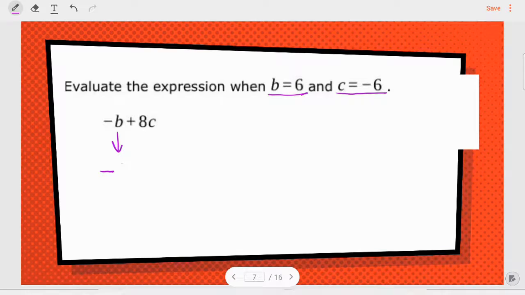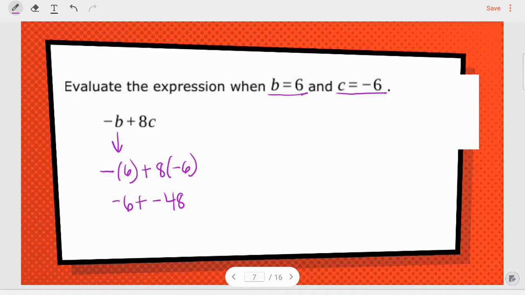Another name for b is 6 plus 8. Another name for c is -6. And notice every time I take out a variable, I'm putting parentheses. So I continue and I simplify. A negative times 6 is -6 plus 8 times -6 is -48.